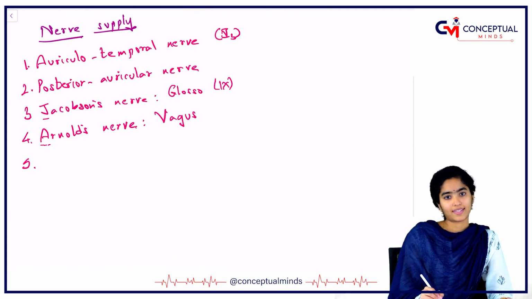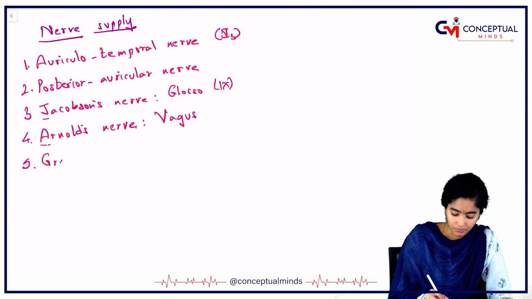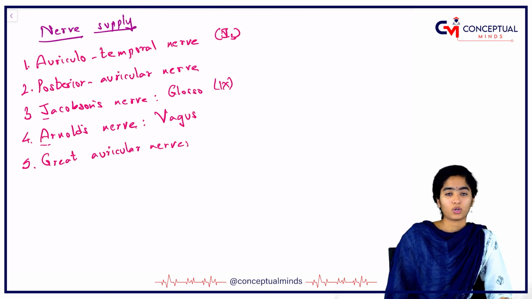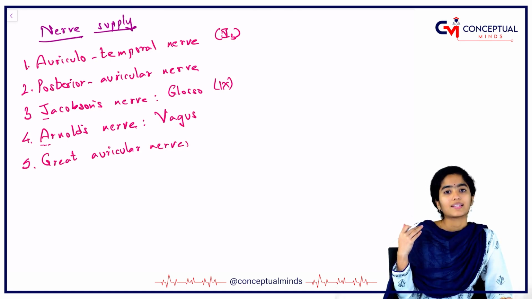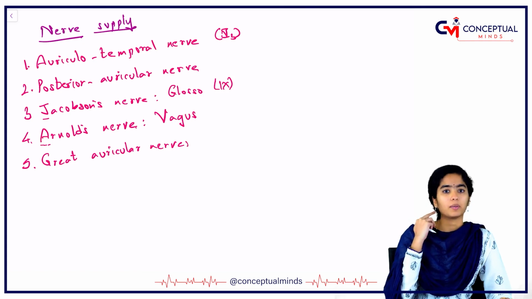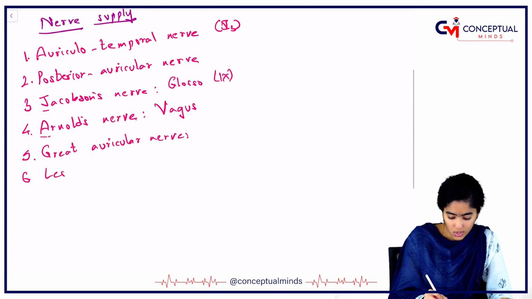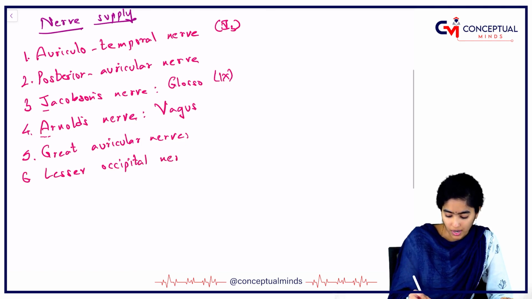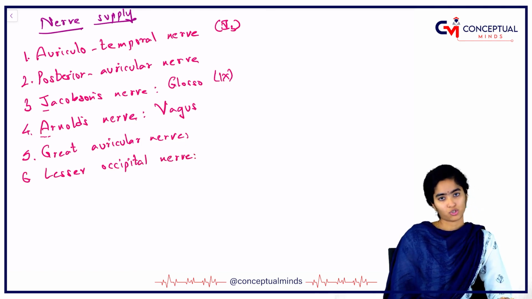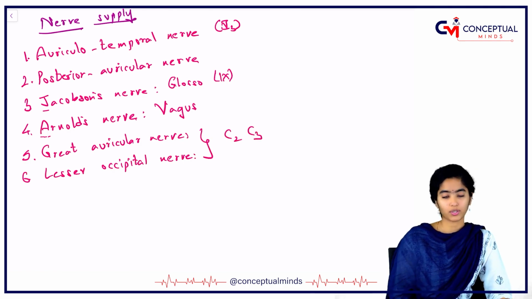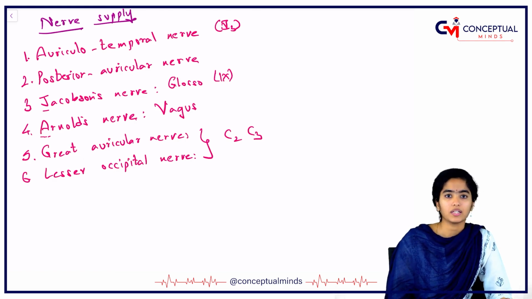And the 5th one is the greater auricular nerve. Great auricular nerve supplies the maximum part of the pinna. It also supplies the posterior auricle, the skin overlying the mastoid and the parotid glands. Then the last one is lesser occipital nerve. This supplies only a small part. It's a branch of C2C3. Both of them are branches of C2C3. Great auricular nerve as well as lesser occipital nerve.